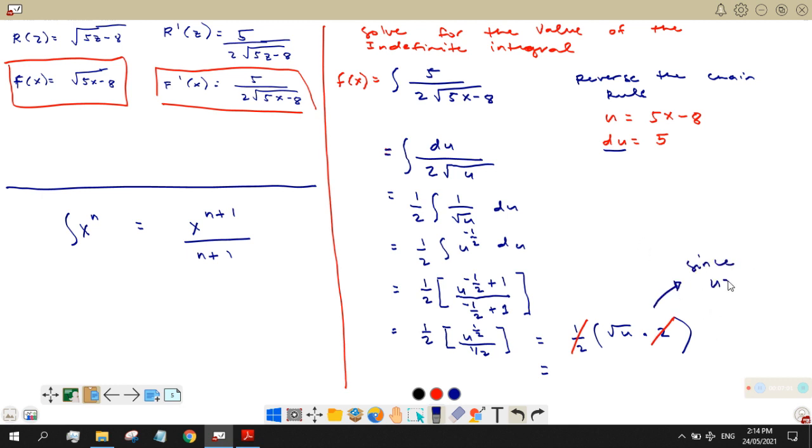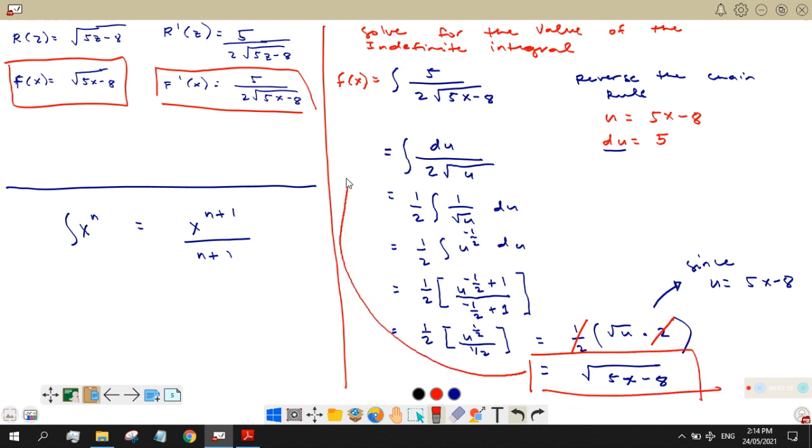since u is equal to 5x minus 8, you will end up with square root of 5x minus 8. So, at this point, ayan, napabalik na natin yung function natin into this. Or, if you are still not satisfied with the variable x, kasi hindi naman talaga variable x yung variable na hinahanap natin, you can rewrite it as r of z is equal to the square root of 5z minus 8. It is just the same.